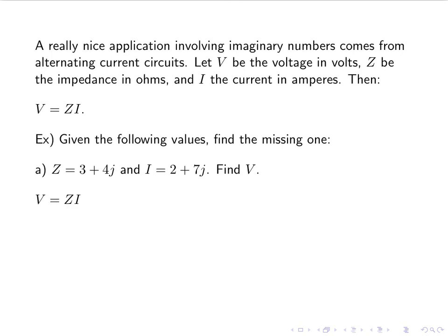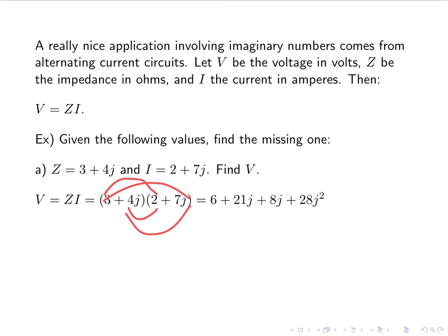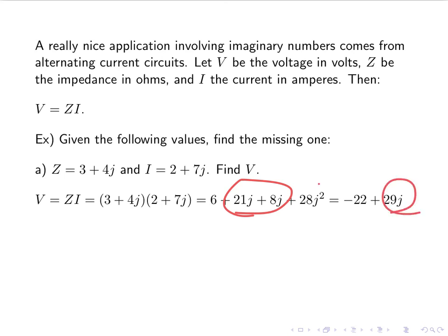So since V equals ZI, this becomes a multiplication problem. So 3 plus 4j times 2 plus 7j. Right, we FOIL that out. So we get 6, 21j, 8j, 28j squared. Adding up our j's, we get 29j, 28j squared. Remember that is -28. So 6 minus 28 gives me my -22. So the voltage is -22 plus 29j.